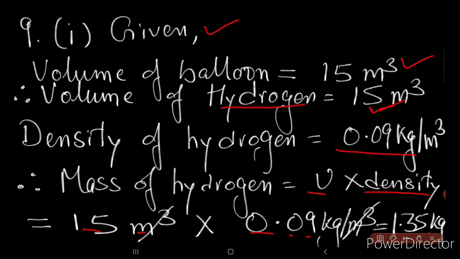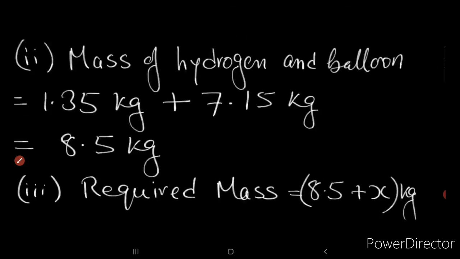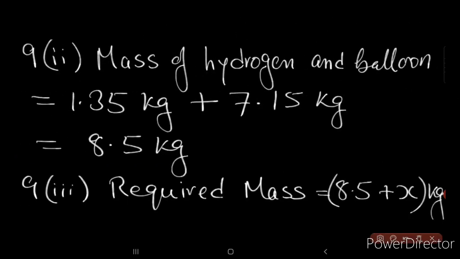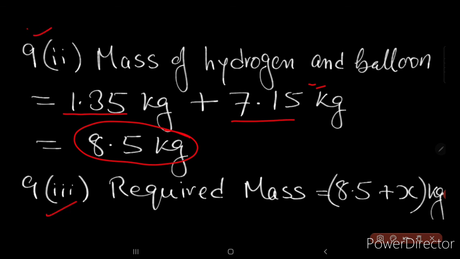Now going to the next portion, that's number 2. We are supposed to find the mass of hydrogen and balloon. The mass of hydrogen is 1.35, whereas the mass of balloon is 7.15. This was given, right? So when we add them, we are getting 8.5 kilogram. That's how we are supposed to do number 9.2. Now coming to 9.3, the question was to find the mass of hydrogen plus the mass of balloon plus the mass of equipment if it is x. So the required mass will be 8.5 plus x kilogram, right? This is number 3.